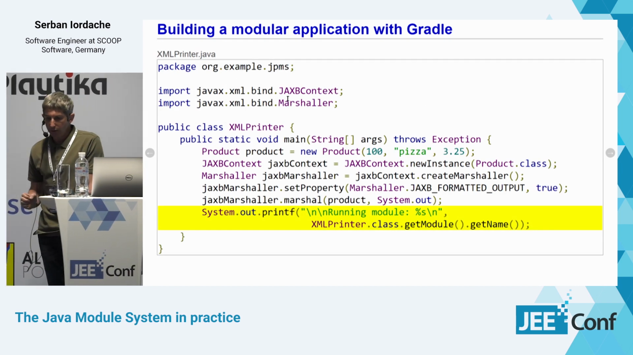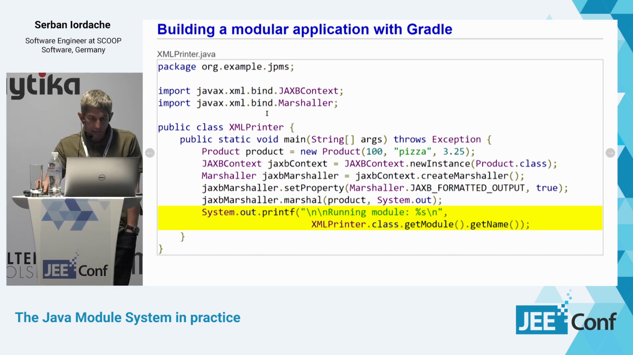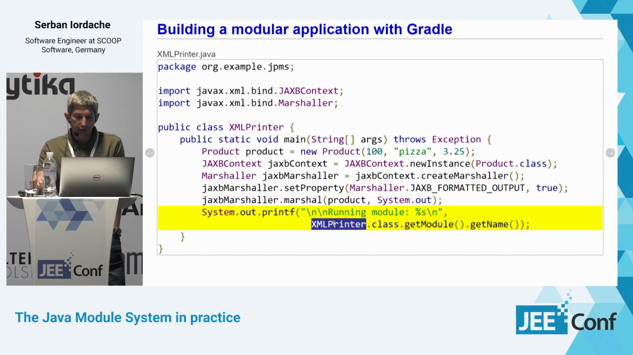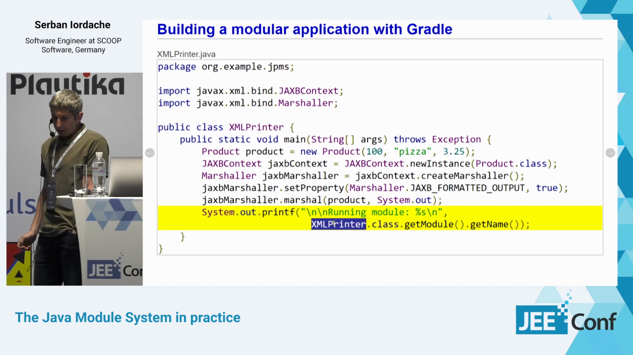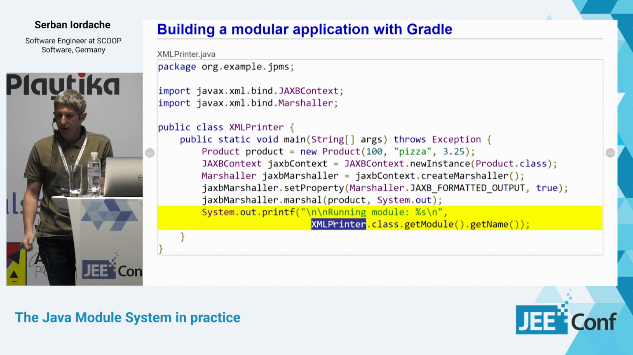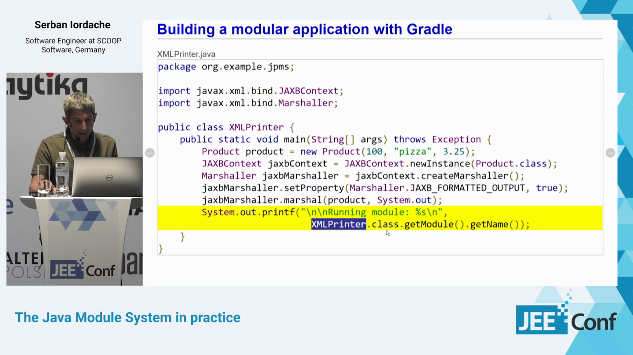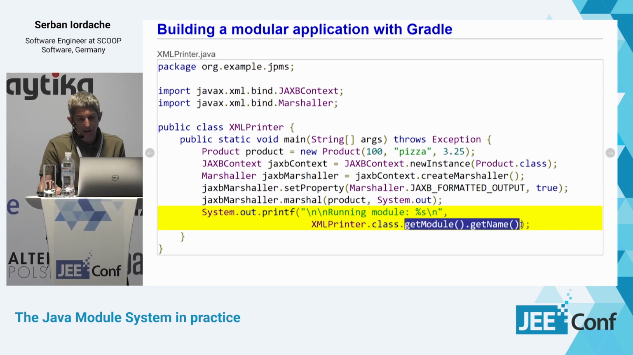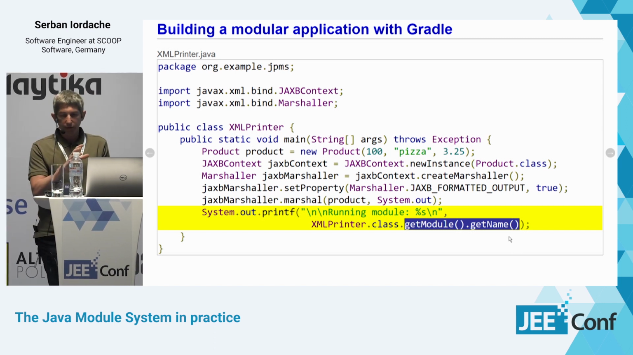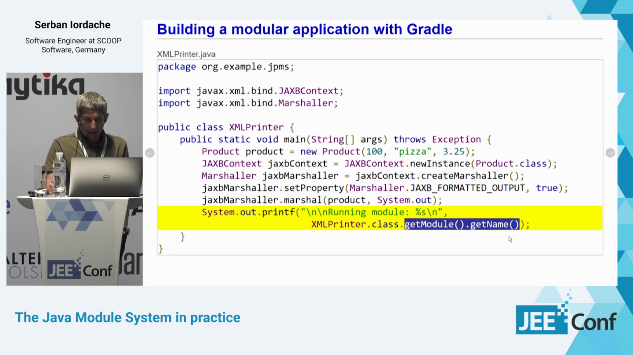And before trying to execute our modular code, we make another small change. I want to print the name of the module containing the XML printer class. Why? Because we saw that when we put modular code on the class path, it is treated as non-modular. It is part of this unnamed module, and in this case, getModule.getName will return null. So this is a way to check if our code is executed on the class path or on the module path. If we get a null here, the code is executed on the class path.